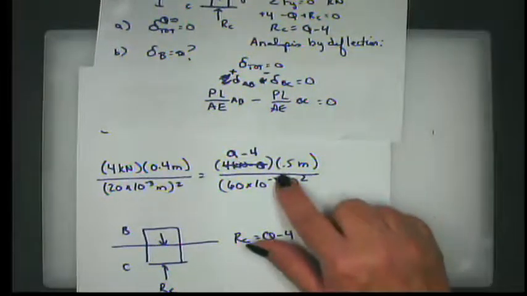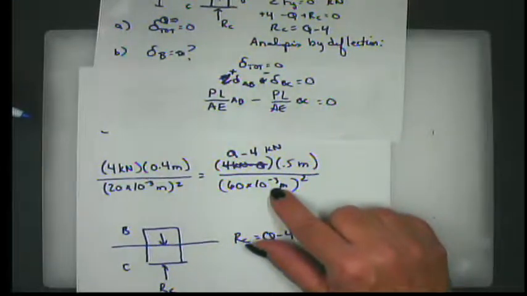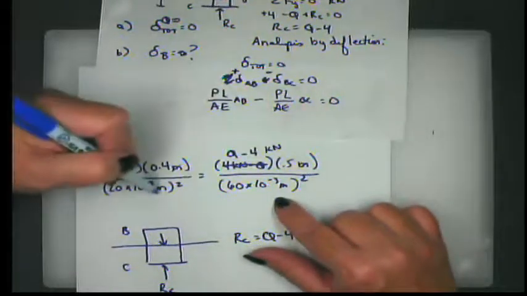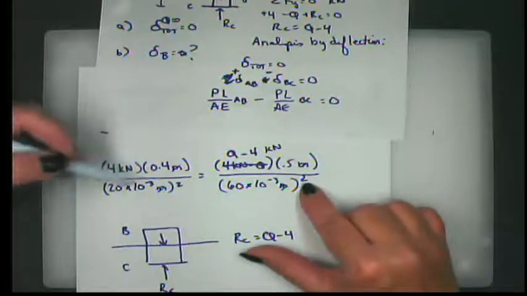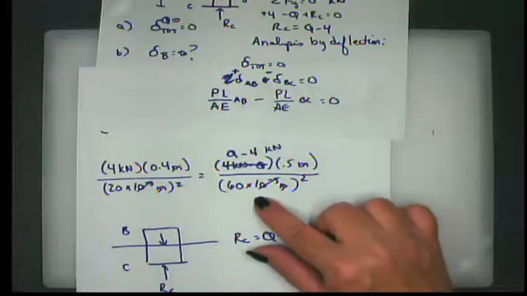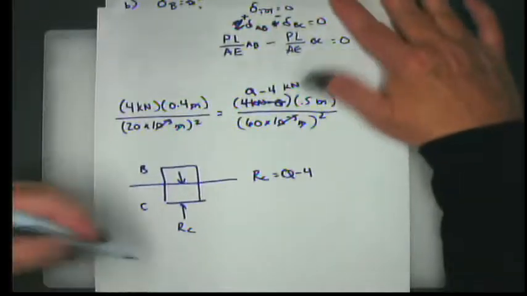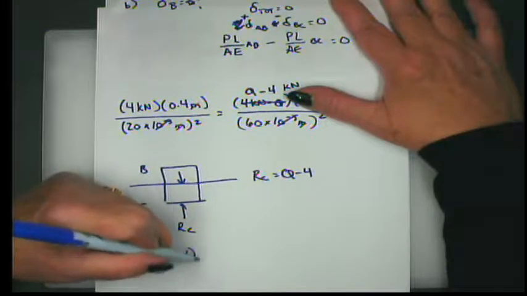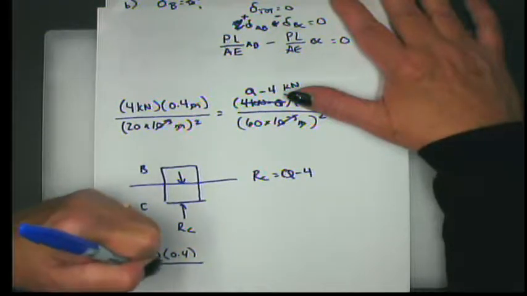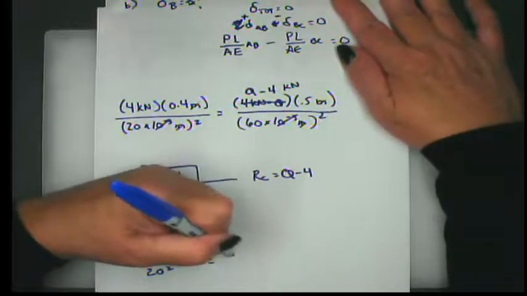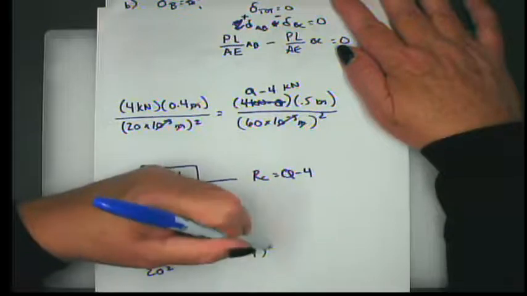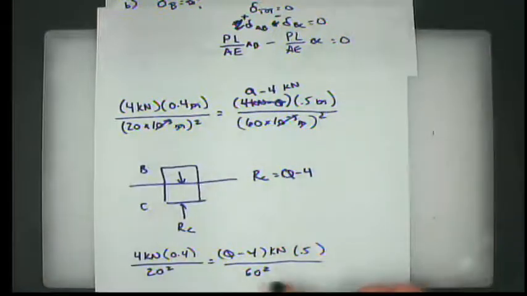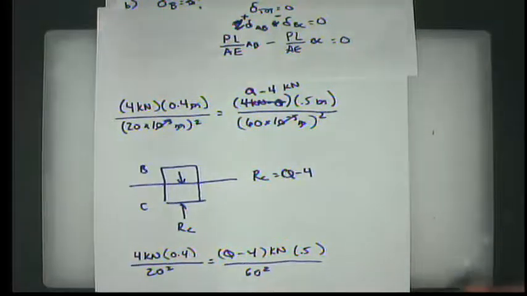All right. So now what we can do, we can also recognize that we're going to get rid of some units. The meters and the meter squared are going to cancel because this will cancel this, and this will cancel this. And actually, 10 to the negative third squared cancels 10 to the negative third squared. So we're just left with 4 kilonewtons times 0.4 over 20 squared equals Q minus 4 kilonewtons times 0.5 over 60 squared. And we can solve this equation for Q, can't we?